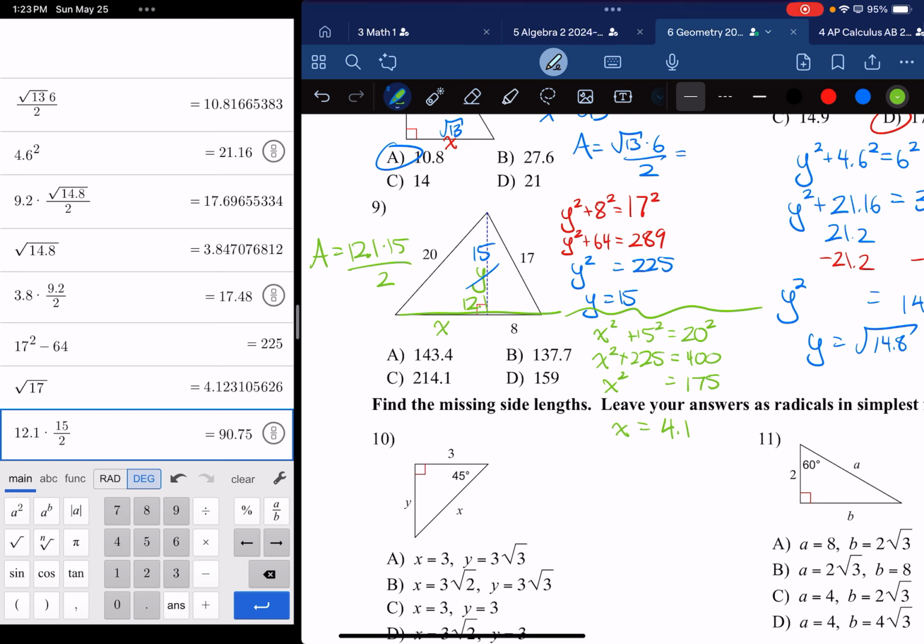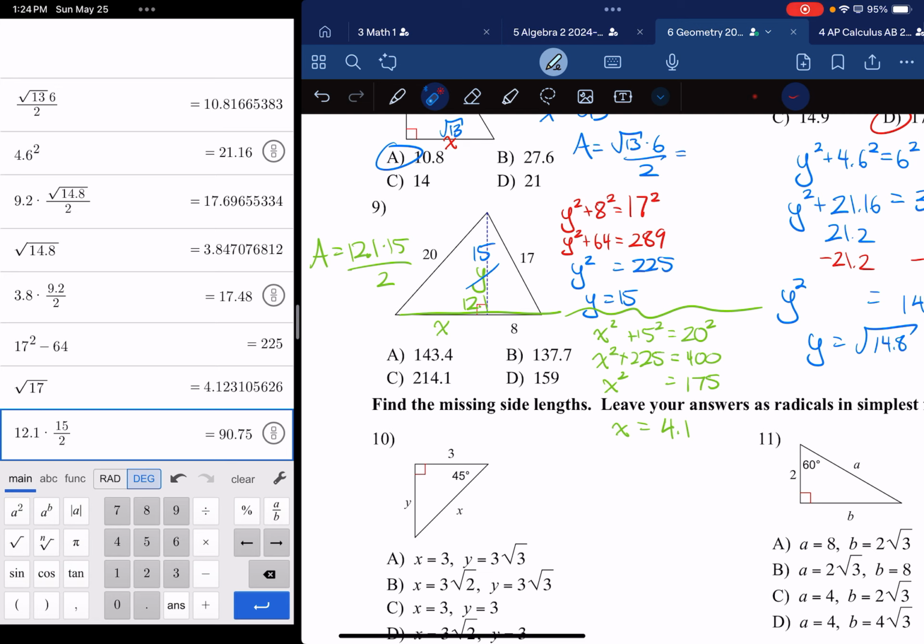So I have done something very wrong. I mean, just eyeballing this thing, 12.5 does make sense. Where else did I make a mistake? I'm looking, like 15 makes sense because it's a little bit less than 17. Base times height, 12.1 times 15, and then divide by 2. Where did we make a mistake?